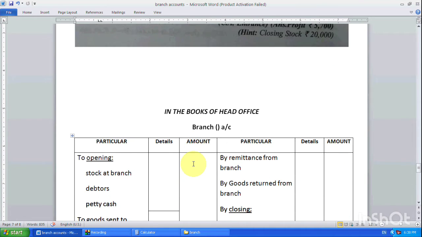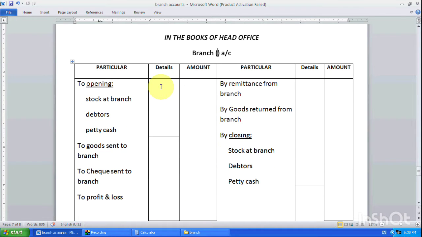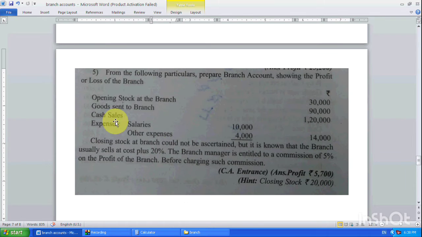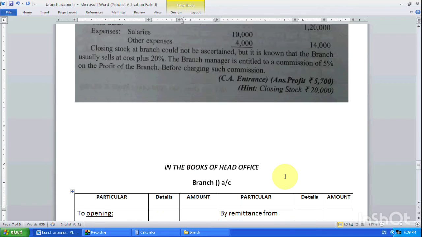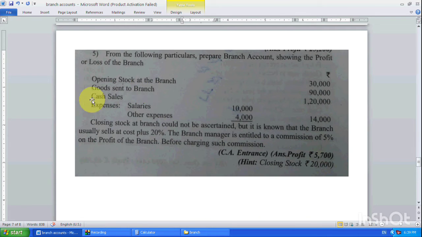Is there any name given for branch account? No, it's not given. Just write opening stock 30,000, goods in 90,000. Right here, opening stock 30,000, there is no debtor, so directly write 30,000. Goods sent to branch is 90,000. Directly write 90,000 here. And cheque sent to branch is 14,000.